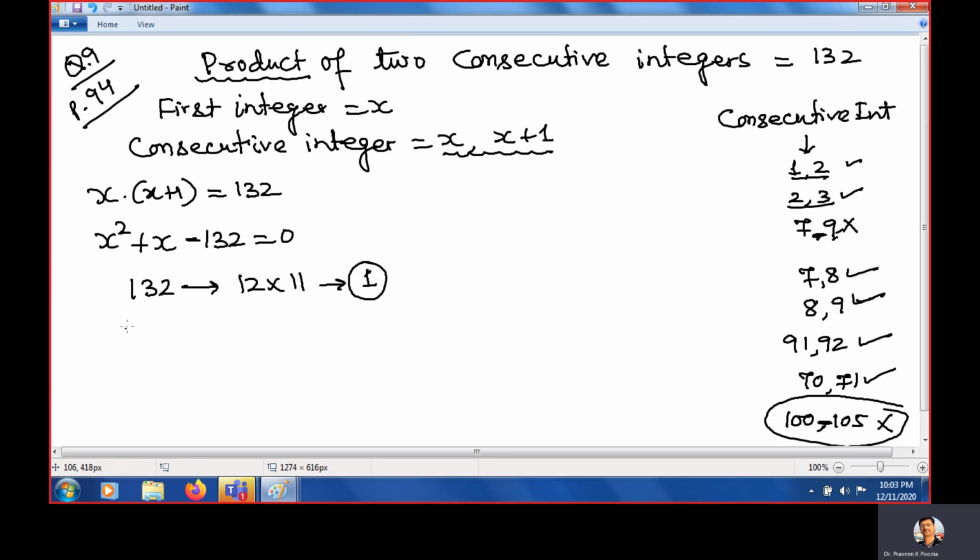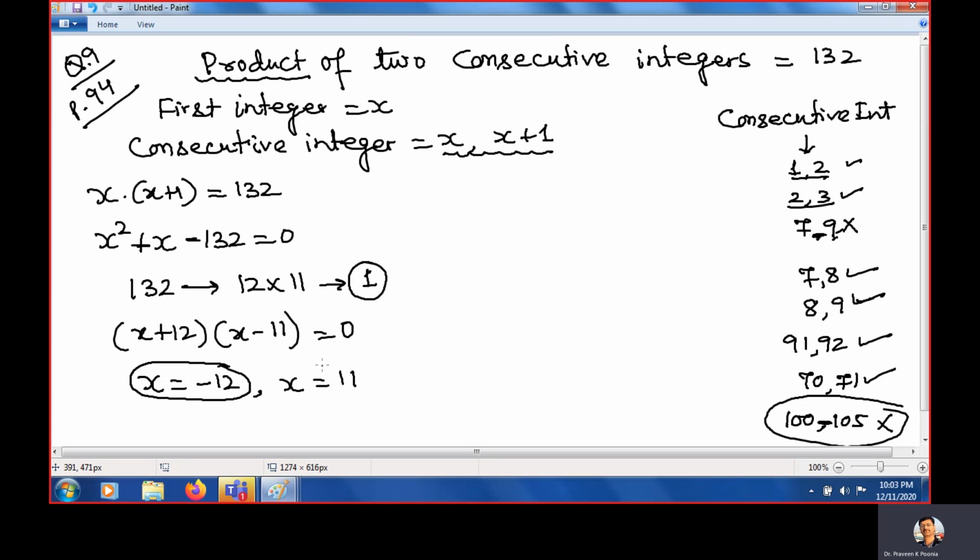Okay, so what is the possibility of factors? Because this number is plus, the big one will be plus and the small one will be minus. So what are the answers? If you put this equal to 0, it is minus 12. And if you put this equal to 0, it will be 11. So there are two possibilities: one is minus 12, another is 11. Clear? And both are correct answers.